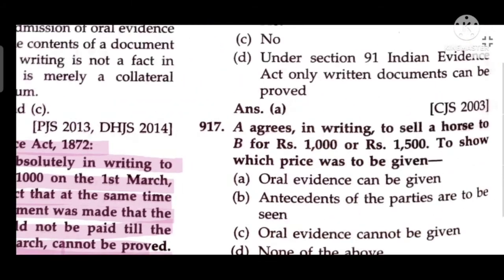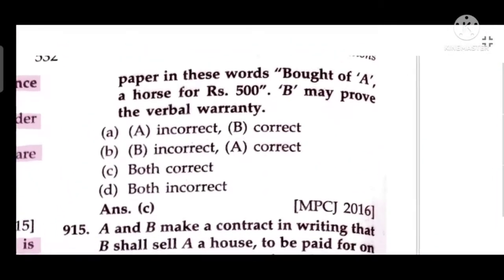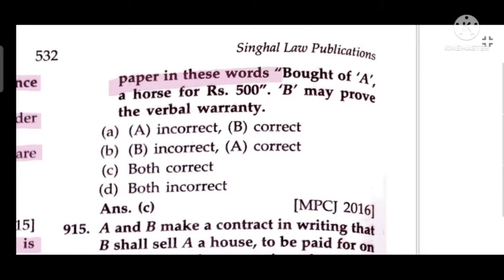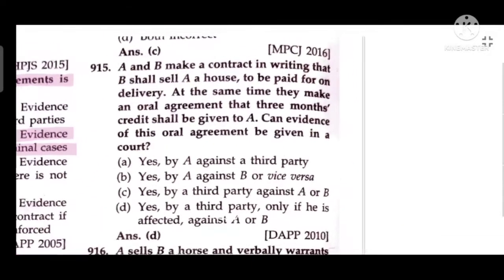A gives B a paper in these words: bought of A a horse for rupees 500. B may prove the verbal warranty.